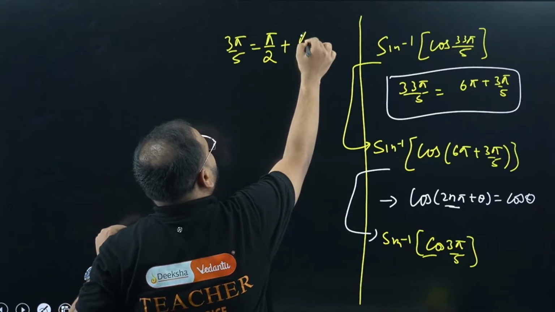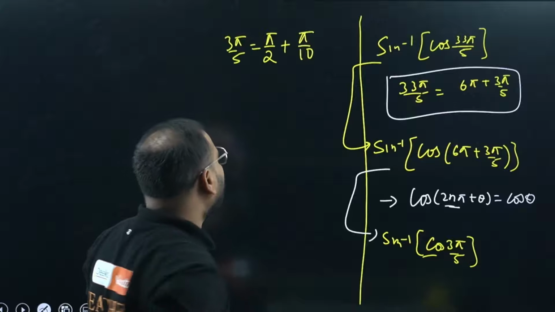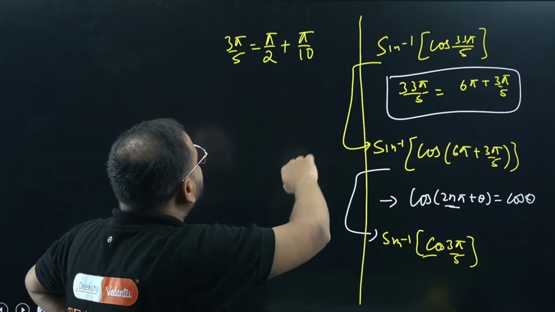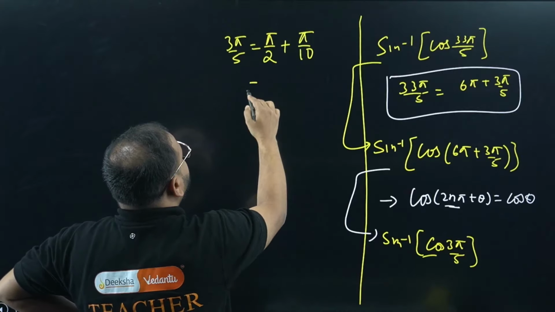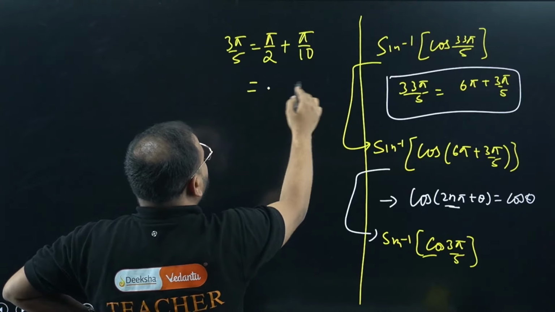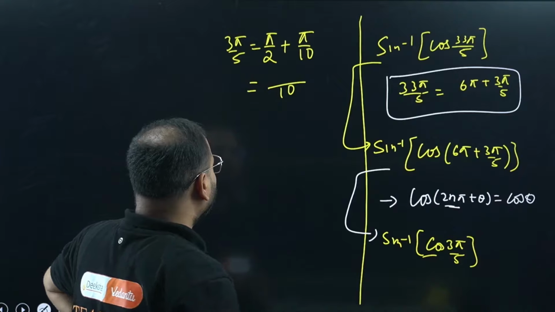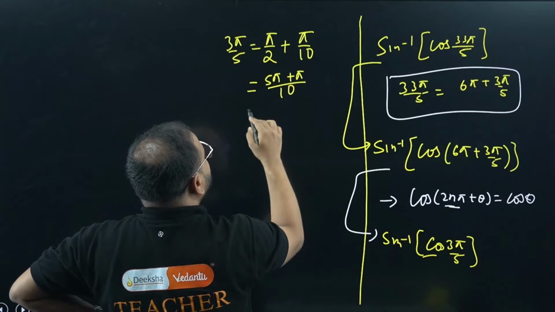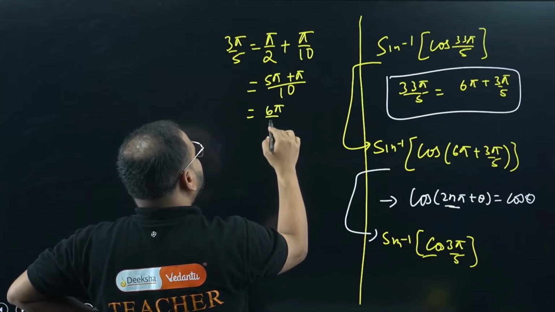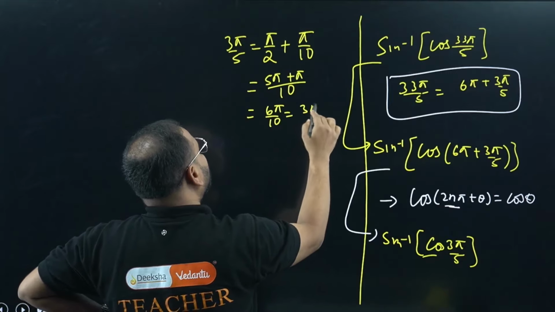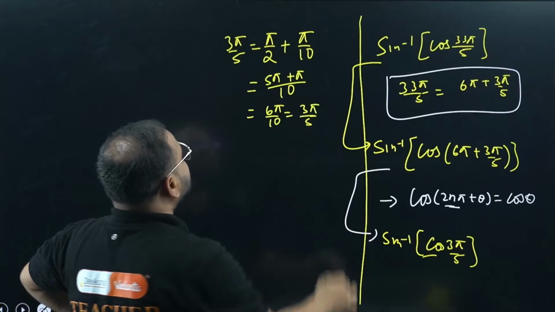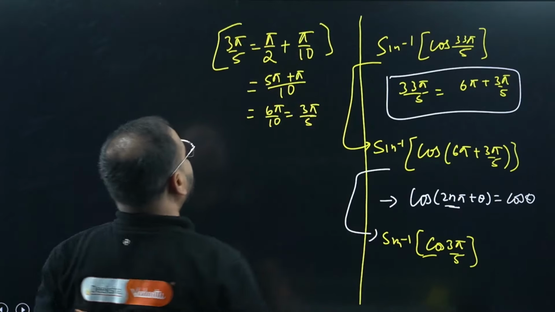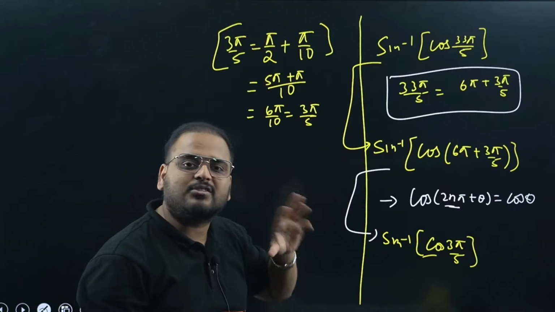Now check. If I add pi by 10, what will happen over here? The LCM will remain as 10. 2 into 5 will become 5 pi plus pi. Answer is 6 pi by 10, nothing but 3 pi by 5. Same thing, no? So I can rewrite this angle in this form. In the solution, you don't have to write this.